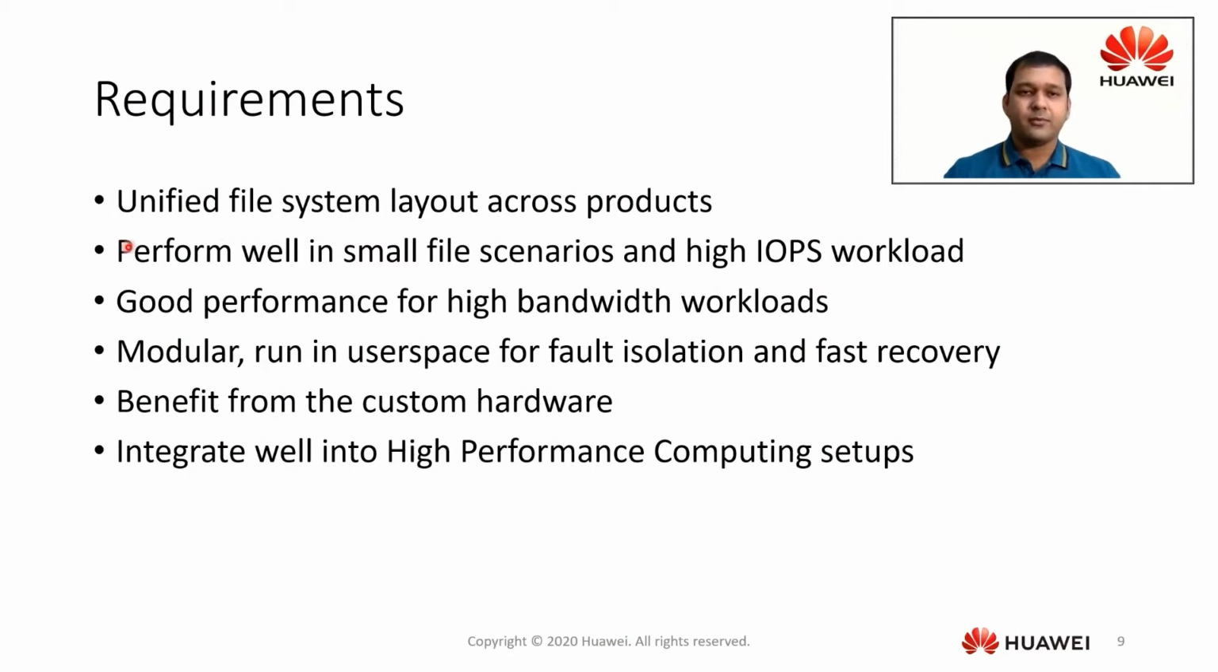Next, we definitely wanted performance that should be good for small file scenarios and high IOPS workloads. Also, we liked having good performance for high bandwidth workloads, so that was also in. We wanted our system to be fairly modular and run in the user space. This is because we wanted fault isolation and fault tolerance, and also fast recovery, because processes in the user space would not bring down the entire system. You would have different modules running in parallel, and each of those would be isolated from faults from other modules. It also gives us the benefit of developing each of the modules separately for a specific purpose and combining them together to create different products. We definitely wanted to get the benefit of custom hardware, and also in the case of the high performance computing world, we wanted it to integrate well into the compute and the whole setup.